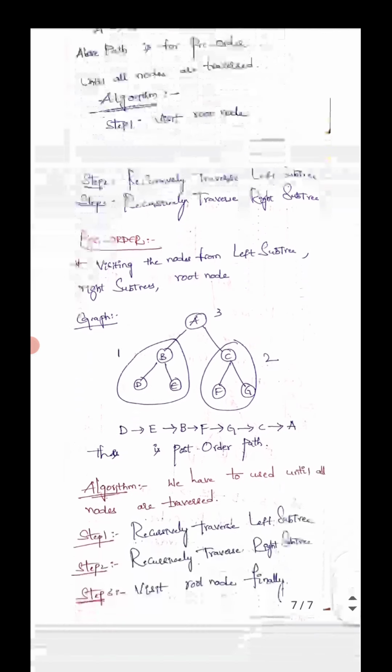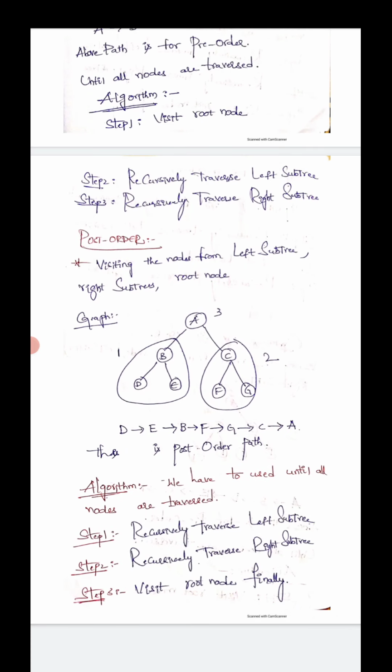And coming to the concept of post-order, we visit the nodes following the basic condition and main idea of post-order. What the technique follows is that we visit the nodes from the left subtree, then the right subtree, and then the root node.